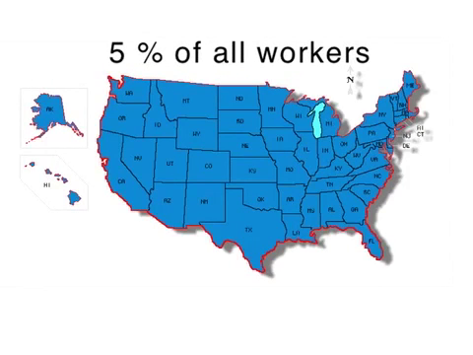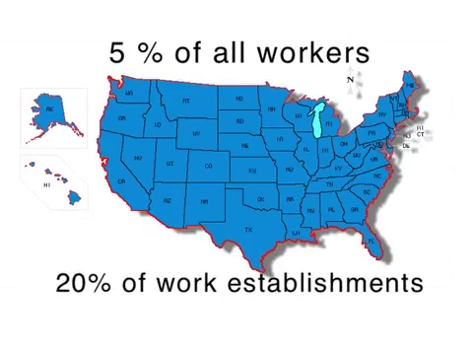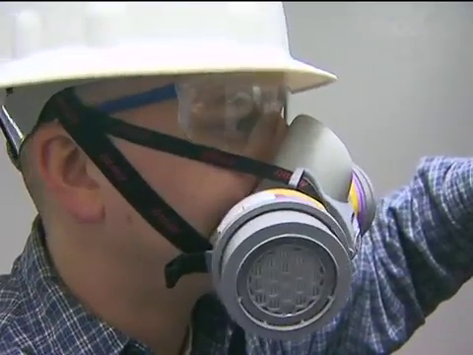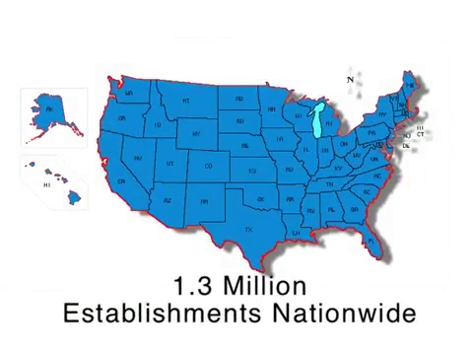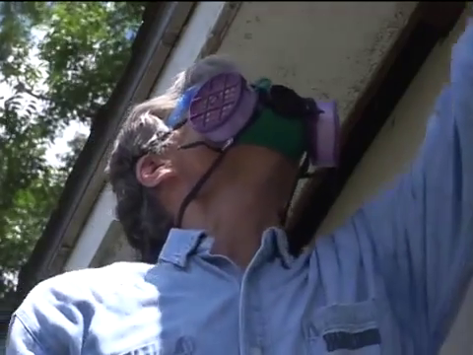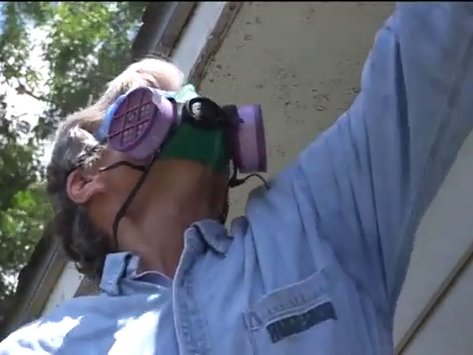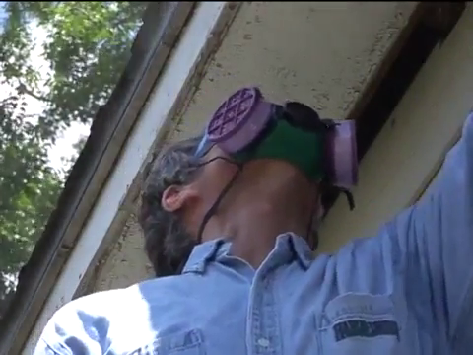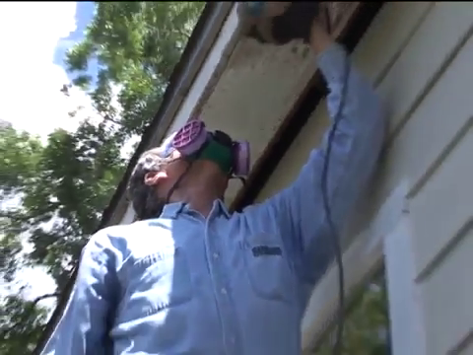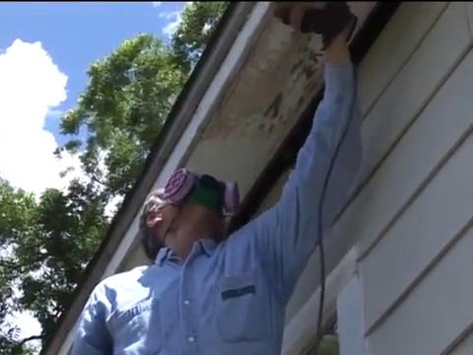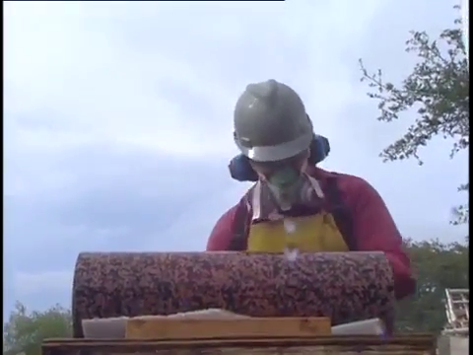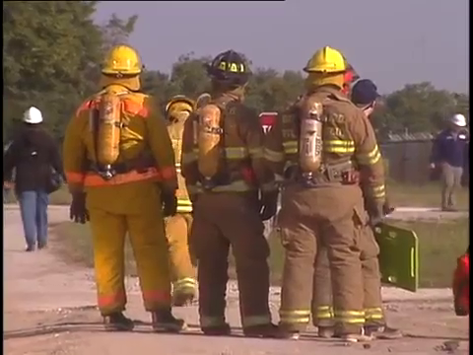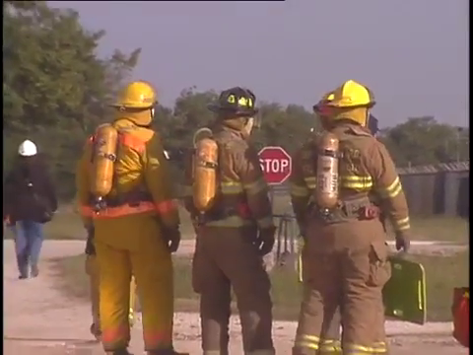Approximately 5% of all U.S. workers in about 20% of all work establishments wear respirators at least some of the time while they perform their job. These workers are employed at approximately 1.3 million establishments nationwide. A respirator is a personal protective device that is worn on the face, covers at least the nose and mouth, and is used to reduce the wearer's risk of inhaling hazardous airborne particles, which include dust particles and infectious agents, gases, or vapors. Certain respirators also provide protection for oxygen-deficient atmospheres.